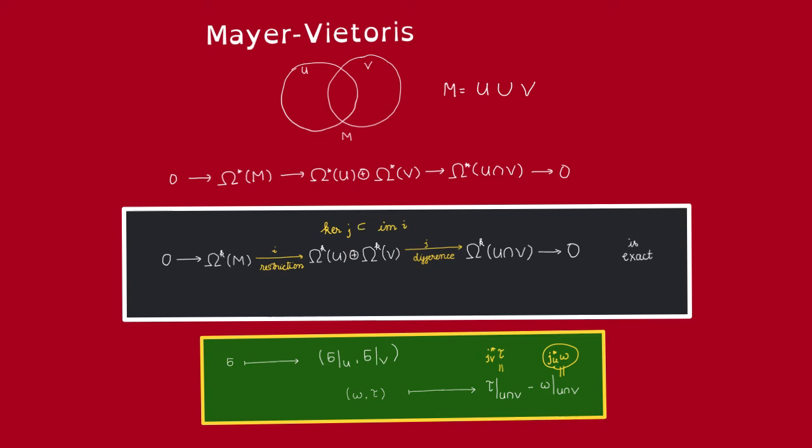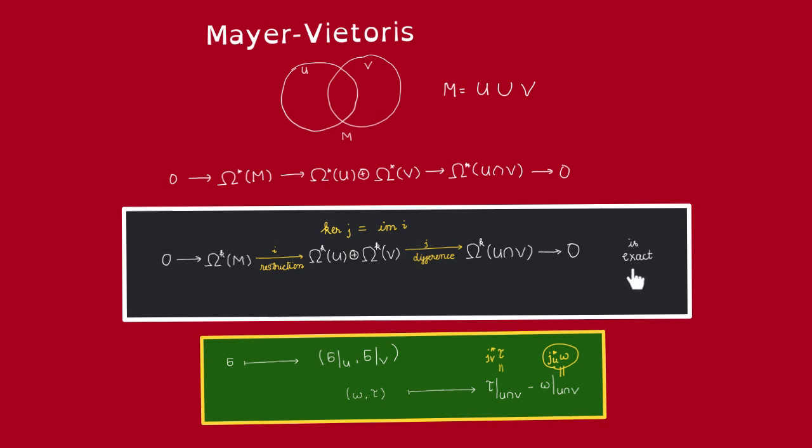Conversely, let's see why this kernel lies inside the image. What does it mean for omega, tau to lie in the kernel of j? That just means that they agree on the intersection, so this difference has to be 0. Well, if they agree on the intersection, then they must glue together to a global form sigma. In other words, they are just the restriction of a form sigma, so they lie in the image of i. Thus we have exactness here.